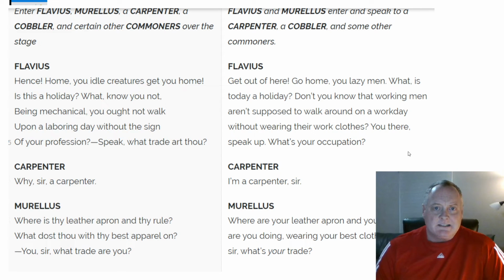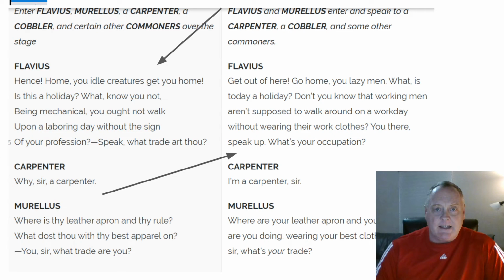So the SparkNotes does this. It's got a side-by-side copy of Shakespeare. On the left side of the page, you'll see this. This happens to be the very first scene of the play. Flavius: Hence, home, you idle creatures, get you home. Is this a holiday? What, know you not, being mechanical, you ought not walk upon a laboring day without the sign of your profession? Okay, those are the words that Shakespeare wrote. That's the actual Shakespearean language. Over here on the right side of the page, you've got a modern translation.